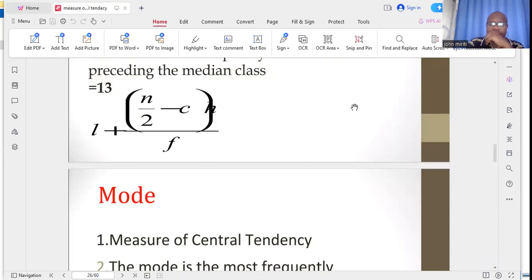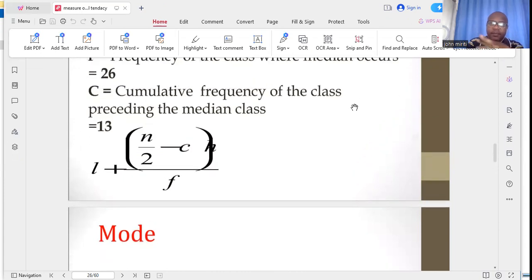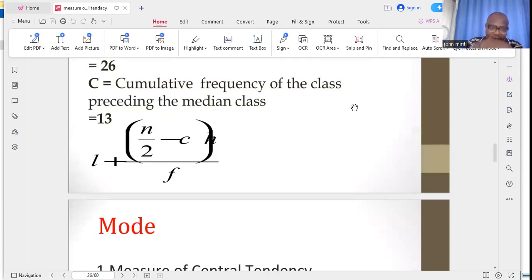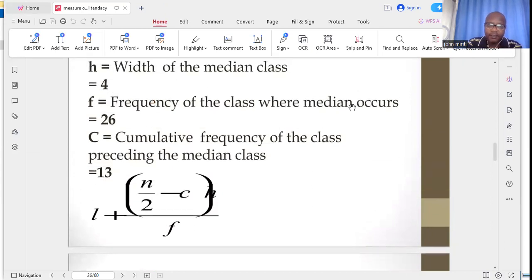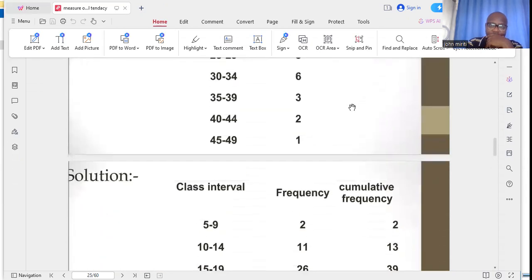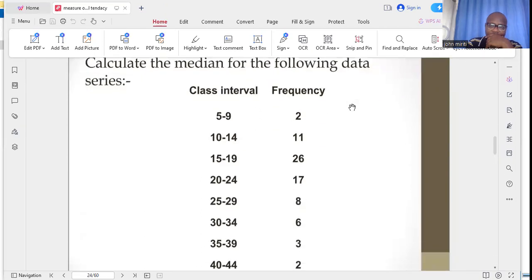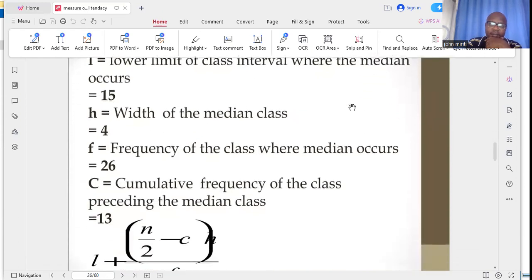Now that's our formula. Low limit plus total number divided by 2, which is 34, minus cumulative frequency of the preceding median class, times the length of the class, divided by the frequency. And that is how you get the median of that class. So basically, that is the most important way of finding a median. So do that so that you can understand it better.